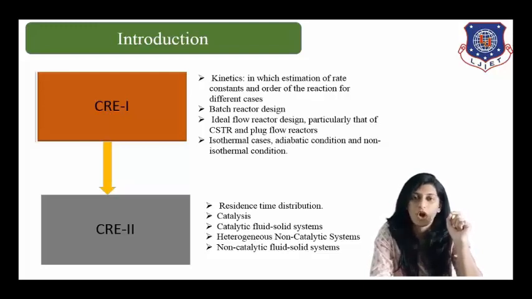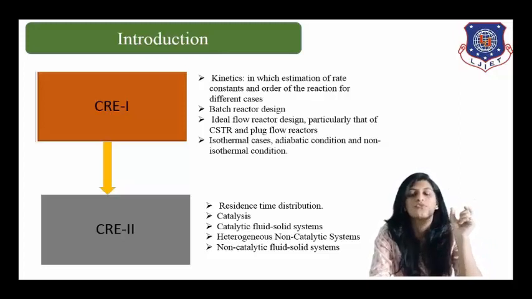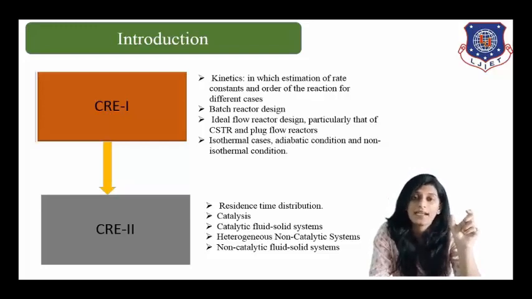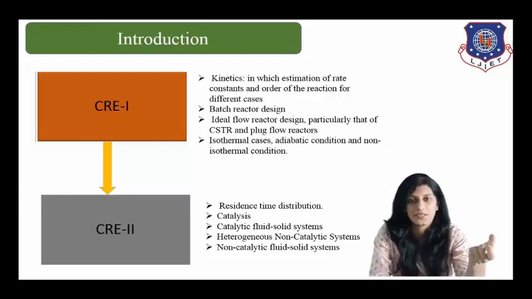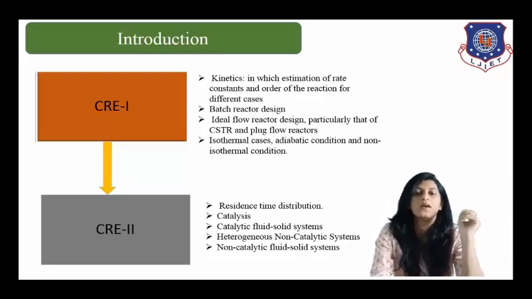In that topic of kinetics, we estimated the rate constant and the order of reaction for different types of cases. So, in that topic, we determined how we can estimate the rate of any unknown reaction. Correct? After that, we went through different types of ideal reactors. We saw their design, their mechanism and their working.